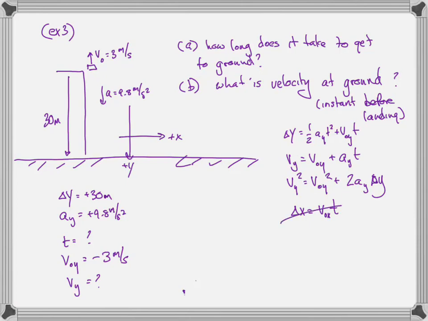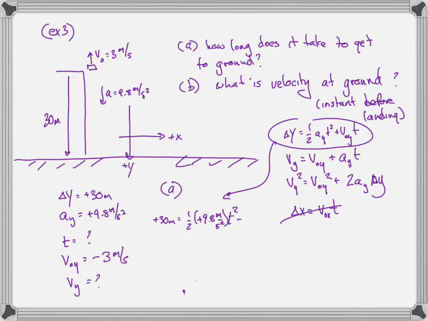We're then going to say, okay, for part A, just if you need to pause to think about everything I just said, please do. But I'm going to go on. For part A, how long does it take to get to the ground? The first equation is going to be the best equation to use. Plugging into the first equation: plus 30 meters is equal to 1/2 times plus 9.8 meters per second squared times t squared plus v0, minus 3 meters per second, times t.